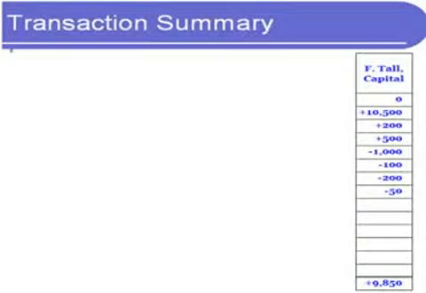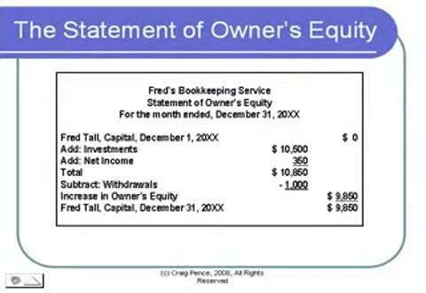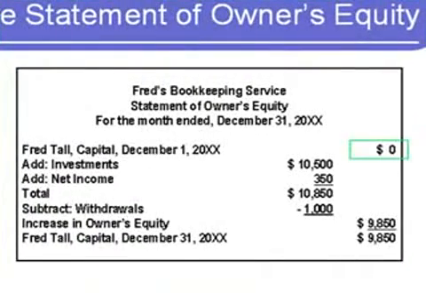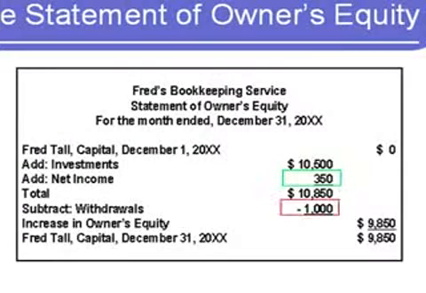Let's take a look at this statement. Our statement of owner's equity is dated December 31st, and it indicates that Fred started the business up with no capital balance at all. Fred had no equity in the business on December 1st. But investments were made during the period, which would increase owner equity. Revenues were earned and expenses were incurred, and then there was a withdrawal. So overall, we've had an increase of $9,850 in the owner's equity in the business, and the ending balance in the capital account then is $9,850.